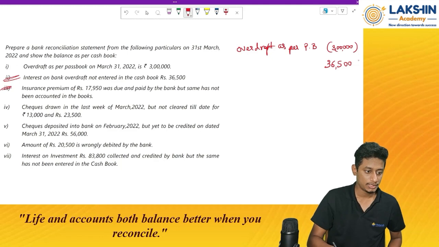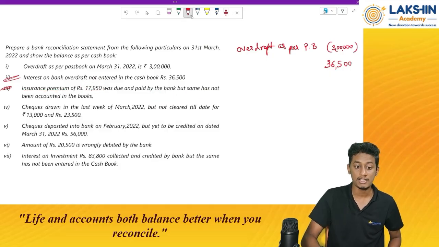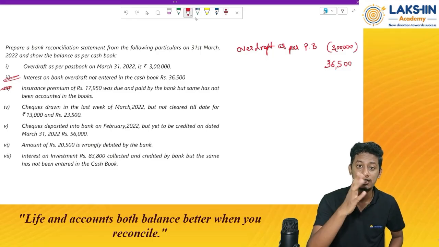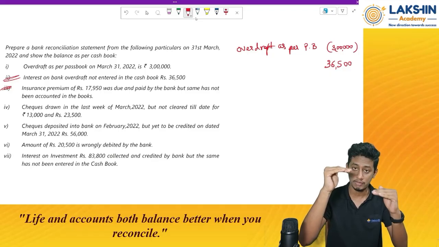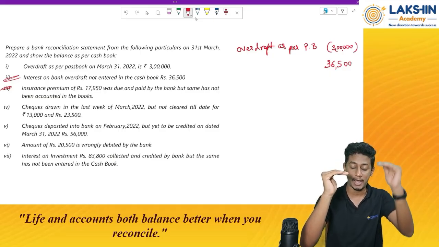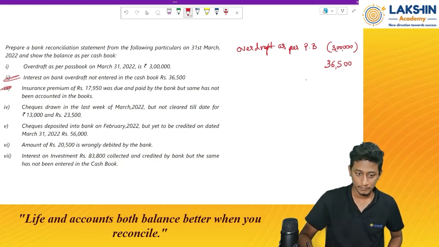Then next, insurance premium of rupees 17,950 was due and paid by the bank, but the same has not been accounted in the books. So what has happened? There was an insurance premium that was paid by the bank, but I myself have not entered it in the cash book. Passbook balance reduced because the bank has paid the same on my standing advice, but in the cash book the entry has not been done. So it will remain as it is. So I can move only my passbook. So add to make it equal. Once again 17,950 will be added.